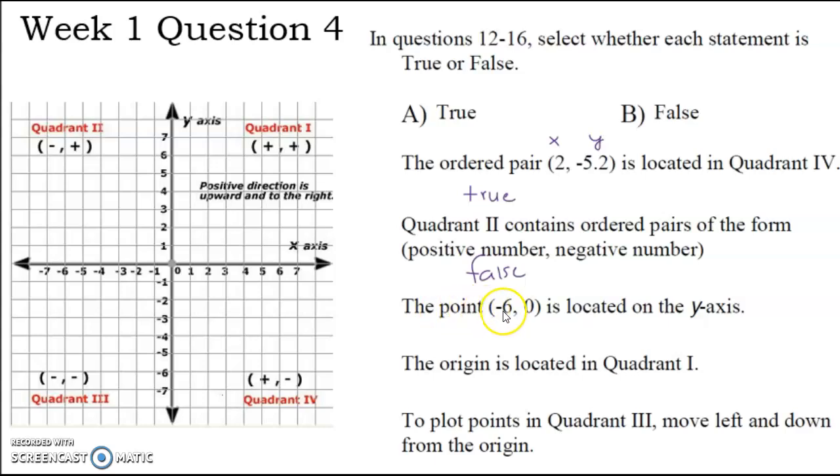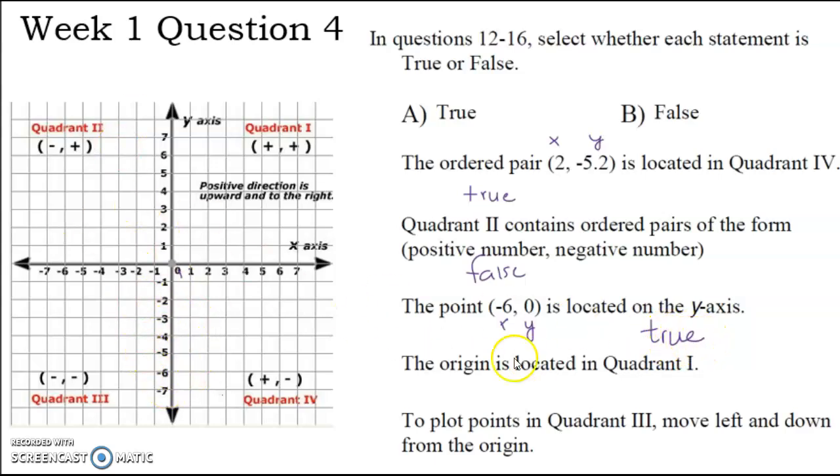All right, the point (-6, 0) is located on the y-axis. So this is your y-axis. This is my x value and this is my y value. The x says I'm going to go to negative 6, so that's down 6. Starting here, go 1, 2, 3, 4, 5, and 6. And it says my y value is 0. That means I don't go left or right at all. So I'm going right here. There's my point. Is it on the y-axis? Well, yes. So that's a true statement.